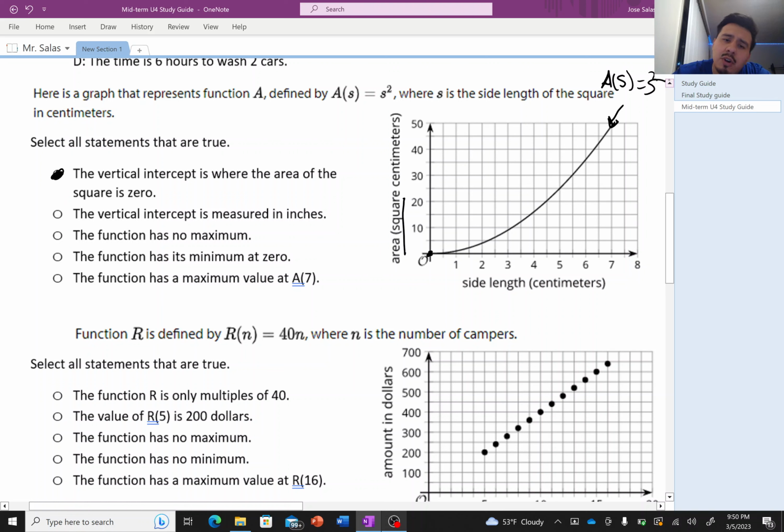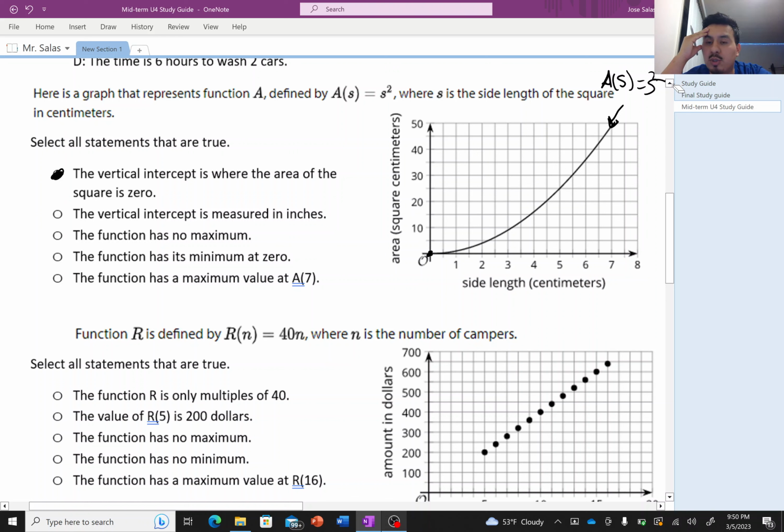Let's see. The vertical intercept, again, vertical, horizontal, measured in inches. It says area of a square, and it says in centimeters. So that is not true. We're measuring in centimeters. Then the next choice: the function has no maximum.